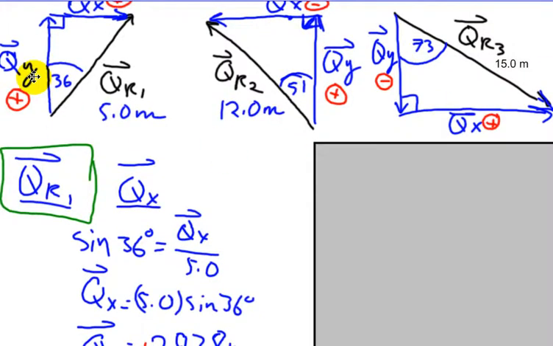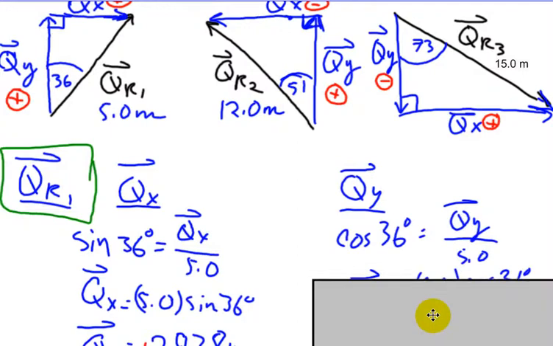Looking for Qy, it's the adjacent side. So of course that's the cosine function, adjacent over 5.